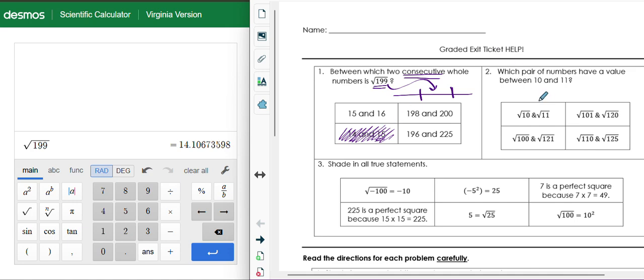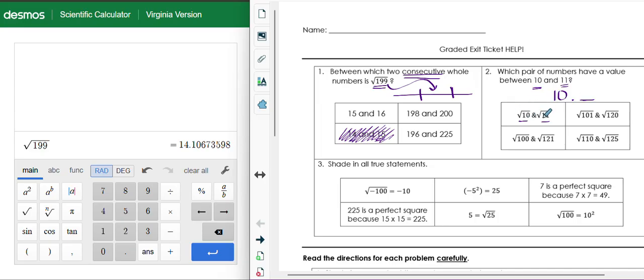On the second one, which pair of numbers have a value between 10 and 11? So we want to check both of them and see if they're in between 10 and 11. Basically, we're looking for 10 point something. It's got to be bigger than 10, but not bigger than 11. So it's going to be 10 and then a decimal part.